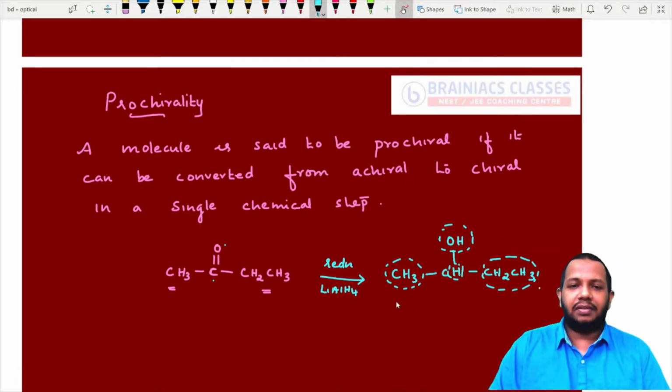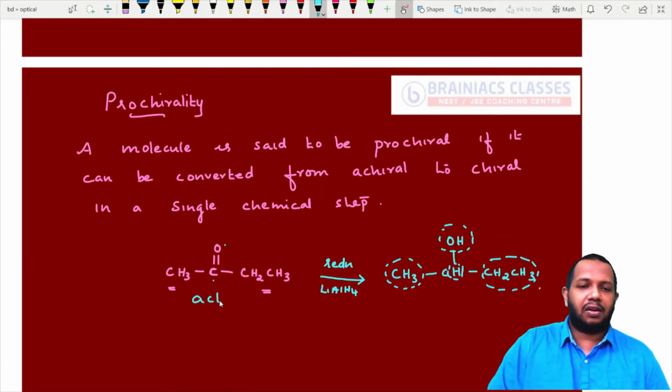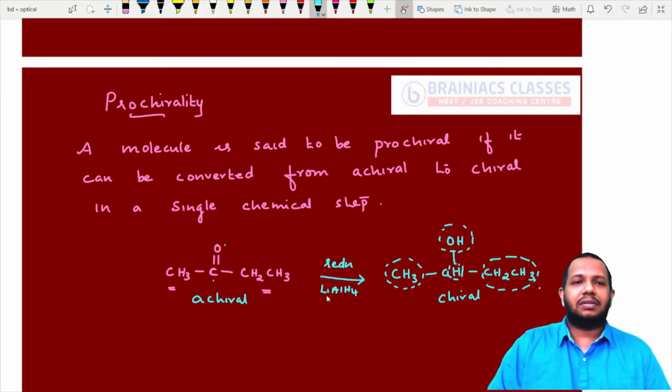That means in one single step you are able to convert an achiral compound or achiral carbon to chiral. So this is called prochirality. If a compound is said to be prochiral, then in one single step you should be able to convert this compound from achiral to chiral. Then we say it is prochirality. Clear?